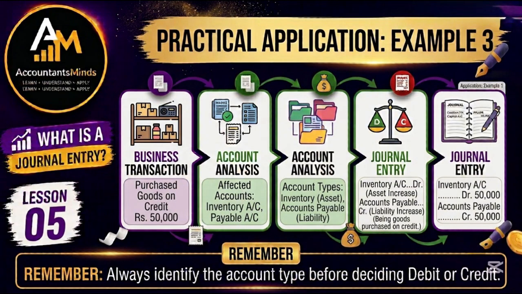One more example. The business purchases goods on credit for 50,000 rupees. Inventory increases. Inventory is an asset. So, debit inventory. Accounts payable increases. Accounts payable is a liability. So, credit accounts payable. Notice that in every example, the total debit equals the total credit.